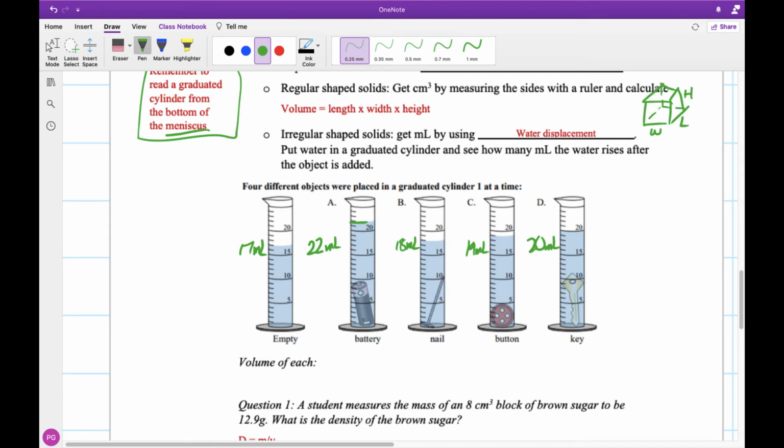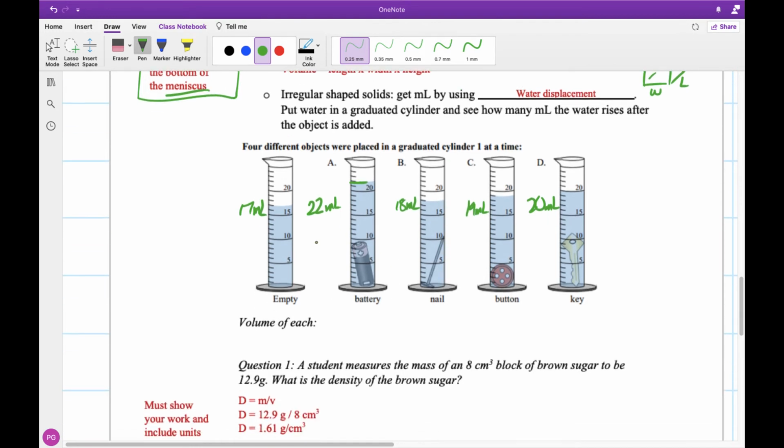So if we wanted to know the volume of each of these different objects, what we would do is take the difference. So the volume of our battery would be 22 minus 17, which is equal to 5 milliliters. Same thing here, 18 minus 17 would be 1 milliliter. 19 minus 17 gives us 2 milliliters, and 20 minus 17 gives us 3 milliliters. So that's how we would find the volume for our battery, our nail, our button, and our key.